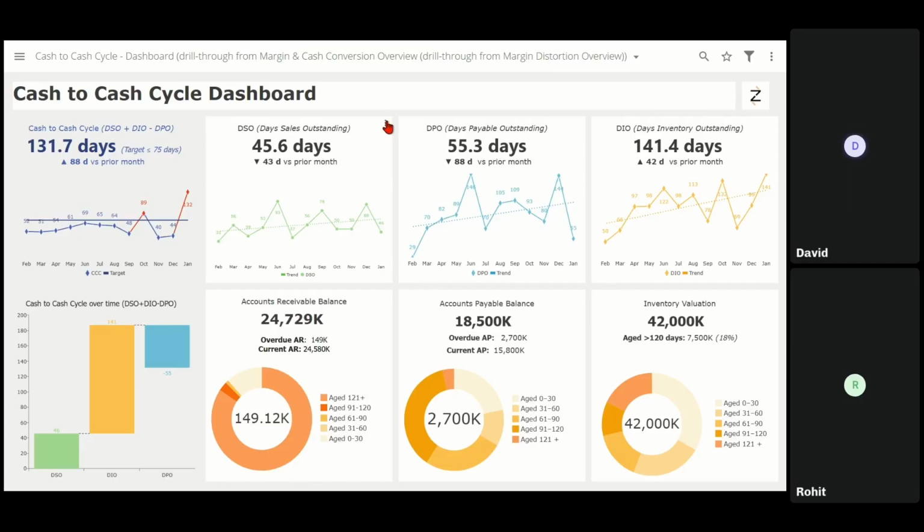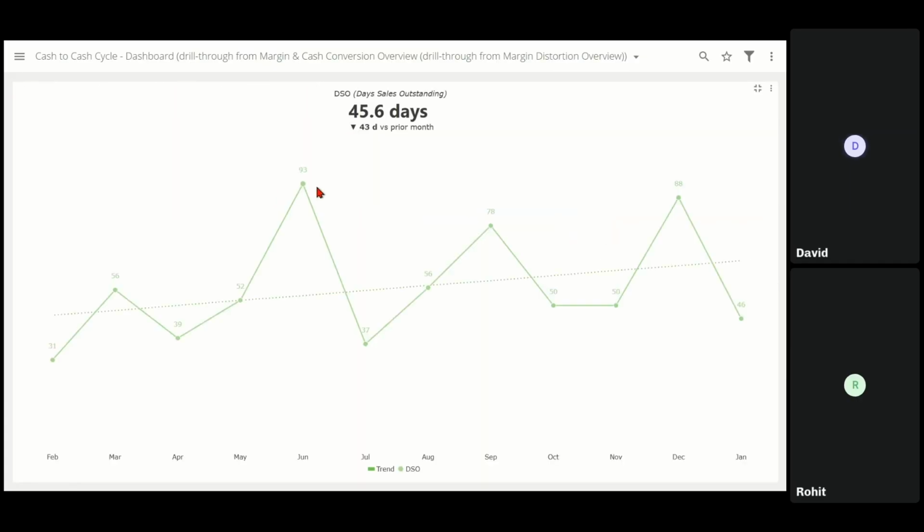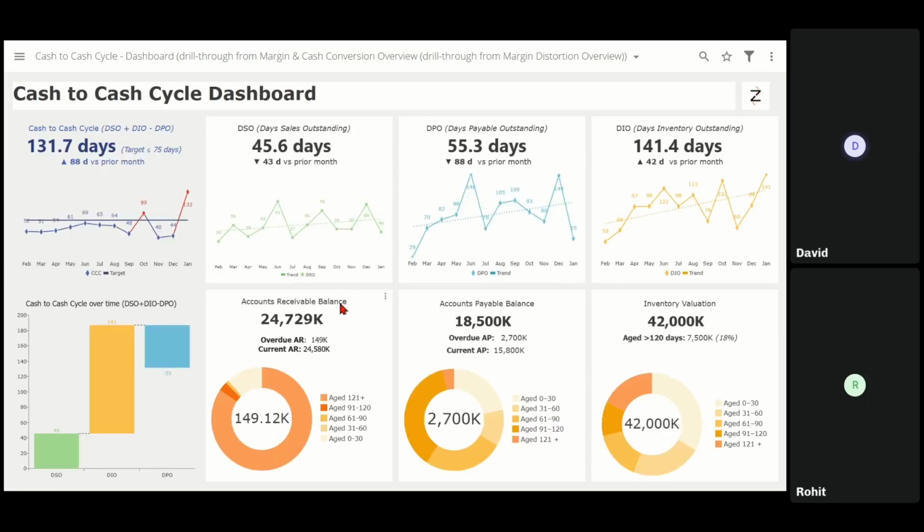Actually, if I expand this chart, let me just maximize this. I can see that it has been increasing, but there's a decline in the month of January. So it's actually 43 days, less than the previous months. So we can reach the conclusion that this is good. The trend is slightly increasing, nothing to worry about. There's a decrease compared to the previous month, so we are improving in terms of collection.